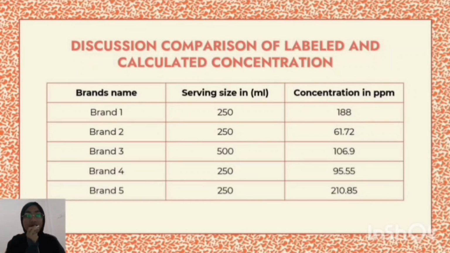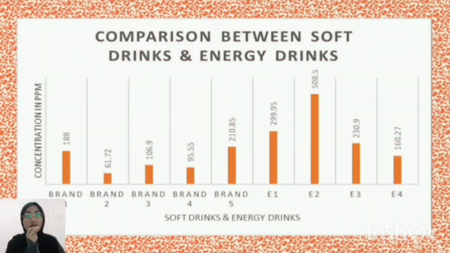Next, for brand 5, the label concentration was 210.85 ppm per 250 ml, which is the highest concentration among the other brands, which are brand 1, brand 2, brand 3, and brand 4. Next, we move to this graph.